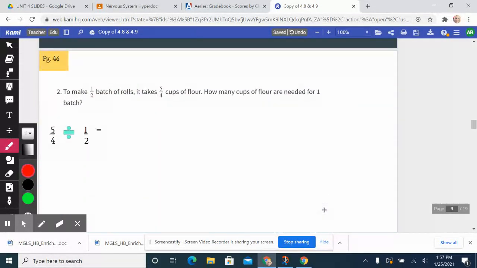All right, now I move on to number 2. To make half a batch of rolls, it takes 5/4 cups of flour. How many cups of flour are needed for one batch? So I kind of set you up, 5 over 4 divided by half. So that's 5 over 4 times, remember, we change the sign, and then we flip the second. So that would be 2 over 1. So you get 10 over 4. Now if you were to divide those, you would get 2.5.